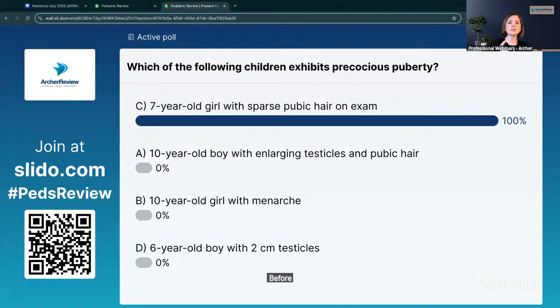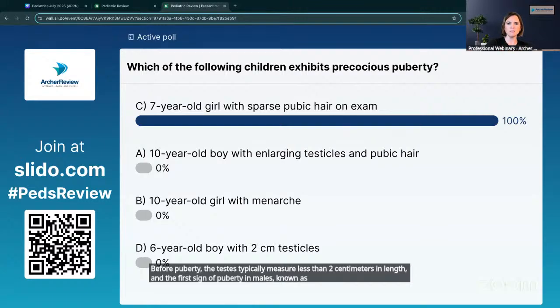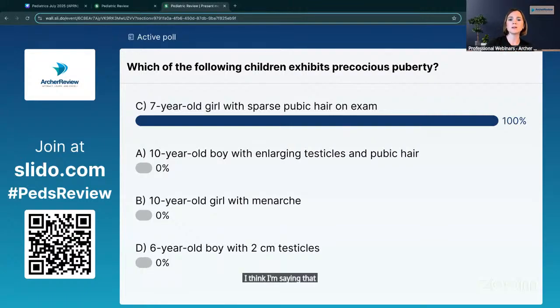Before puberty, the testes typically measure less than 2 centimeters in length. And the first sign of puberty in males, known as gonadarche, I think I'm saying that right, is testicular enlargement, like we said. And this usually corresponds to a testicular volume of about 3 mLs or more, and a length exceeding 2.5 centimeters.